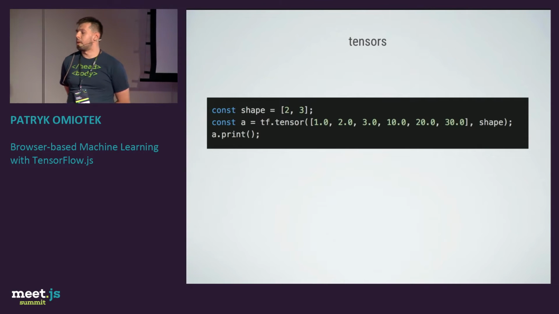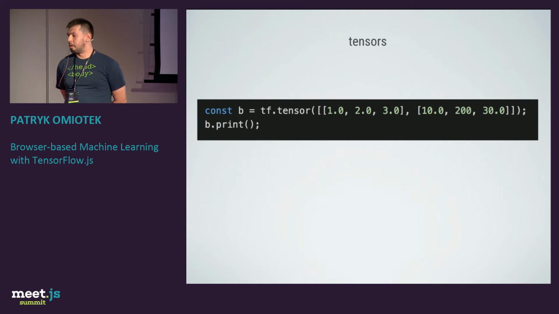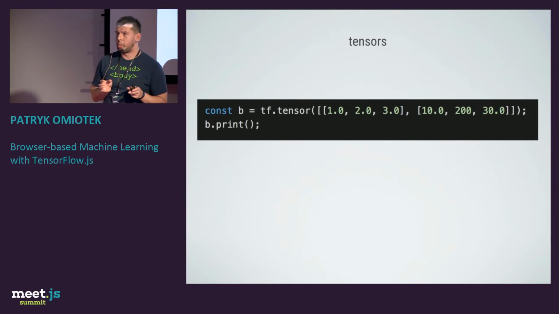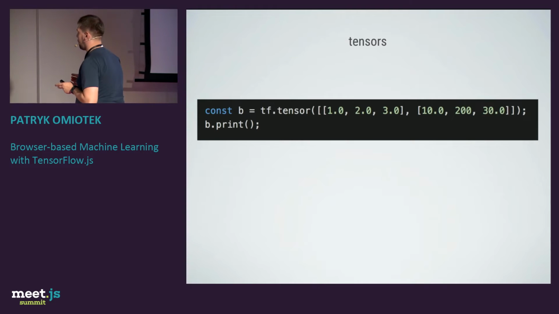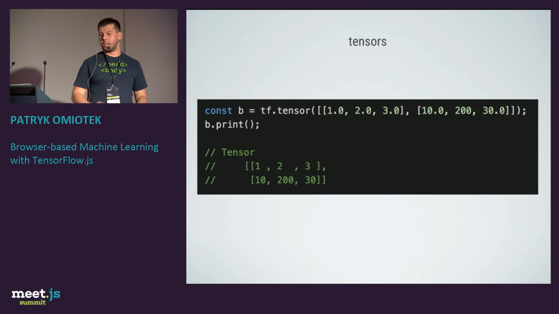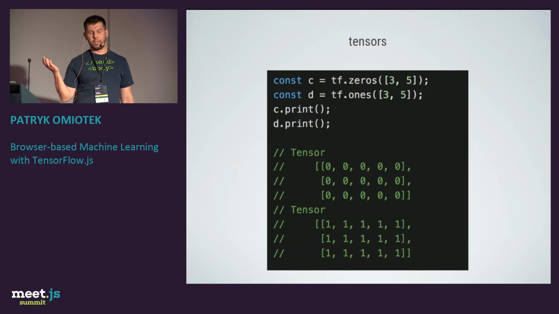So in this example, we are creating a tensor with these values, and our output is something like that. So it's a two-dimensional array with 2 rows and 3 columns. What's important, we can also pass an array of arrays and use functions like tensor1d, tensor2d, 3D, and 4D for better code quality and so on. So in this example, we have something like that. We also have functions like zeros and ones, which are really useful in mathematical operations. As you can see, we have only zeros and ones.